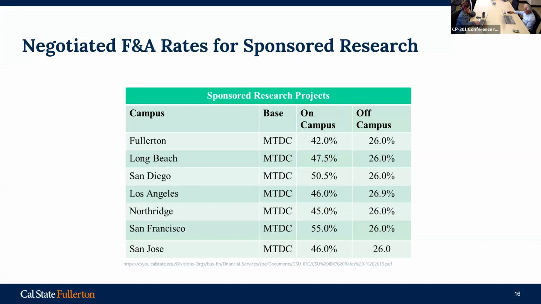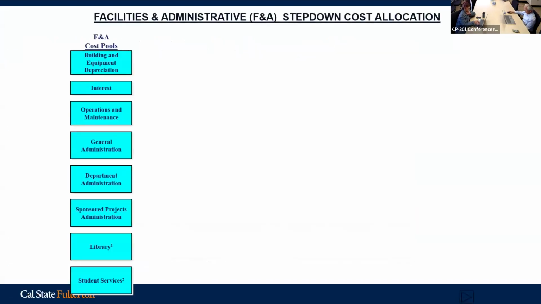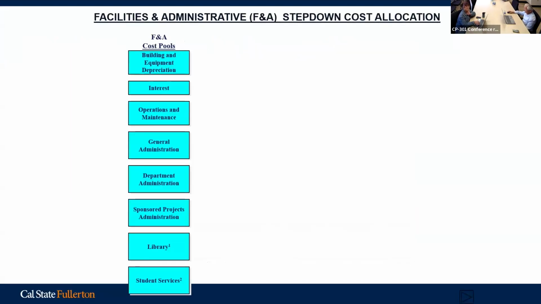The rest, we are in the 40s. Fullerton's is now 42. LA is at 46 and North is at 45%. Even San Jose, that has a lot of research, they get only 46%. So they negotiate with the federal government every 4 years on average.